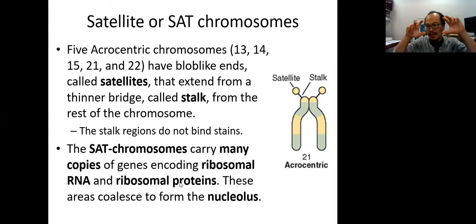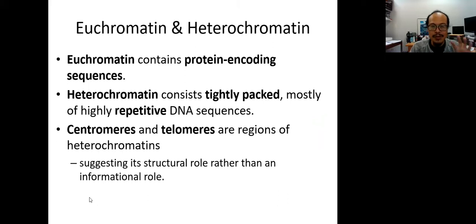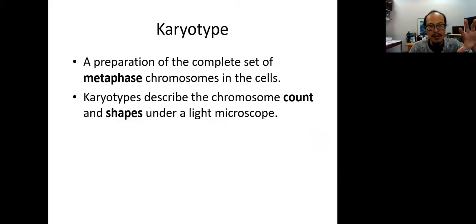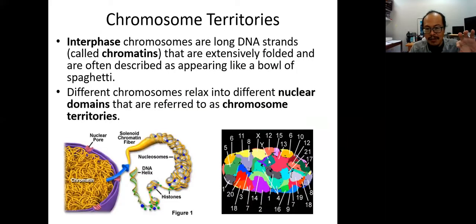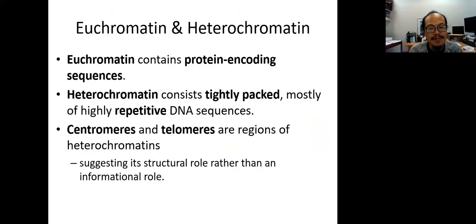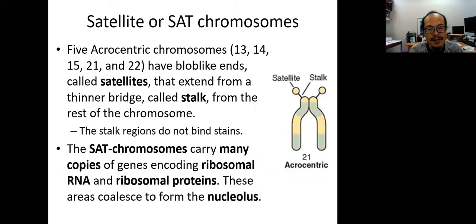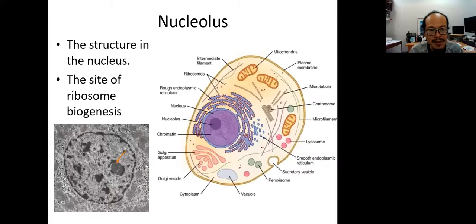These heterochromatin are also, when they are in the interphase, each chromosome has its own chromatin territory, right? And the p arms will be located in a similar area. And that area is called the nucleolus. So let me show you the nucleolus. So this is like this here.